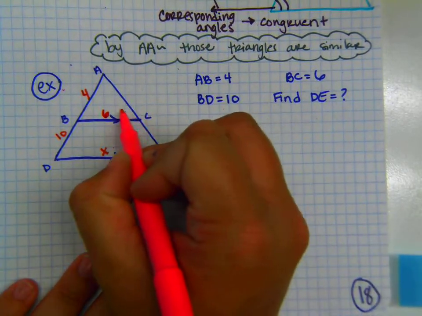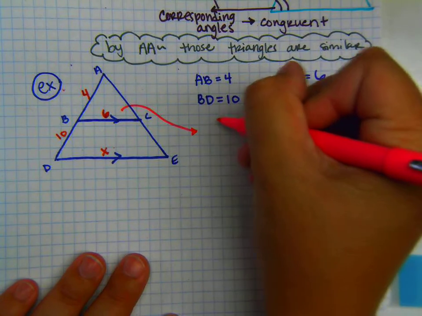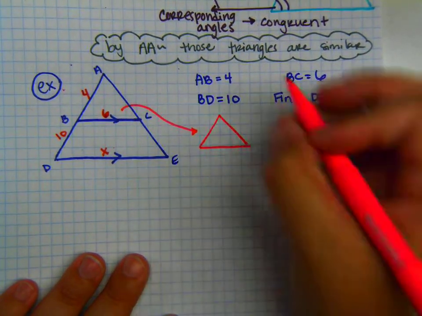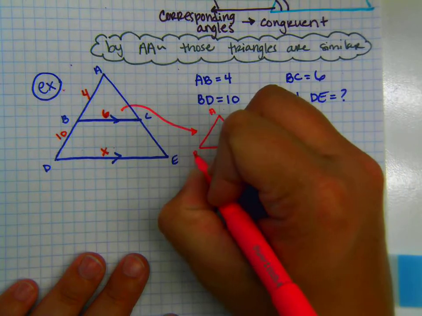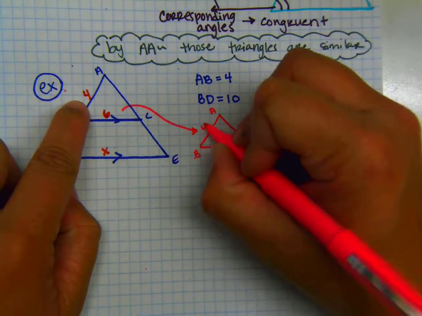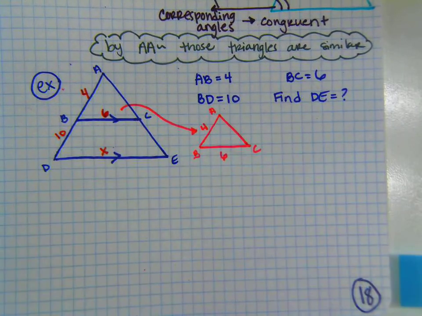My first triangle is going to be the small one. And that was ABC. And then we also need those values on there. So we had 4 and we have 6. Then I'm going to draw the big triangle.